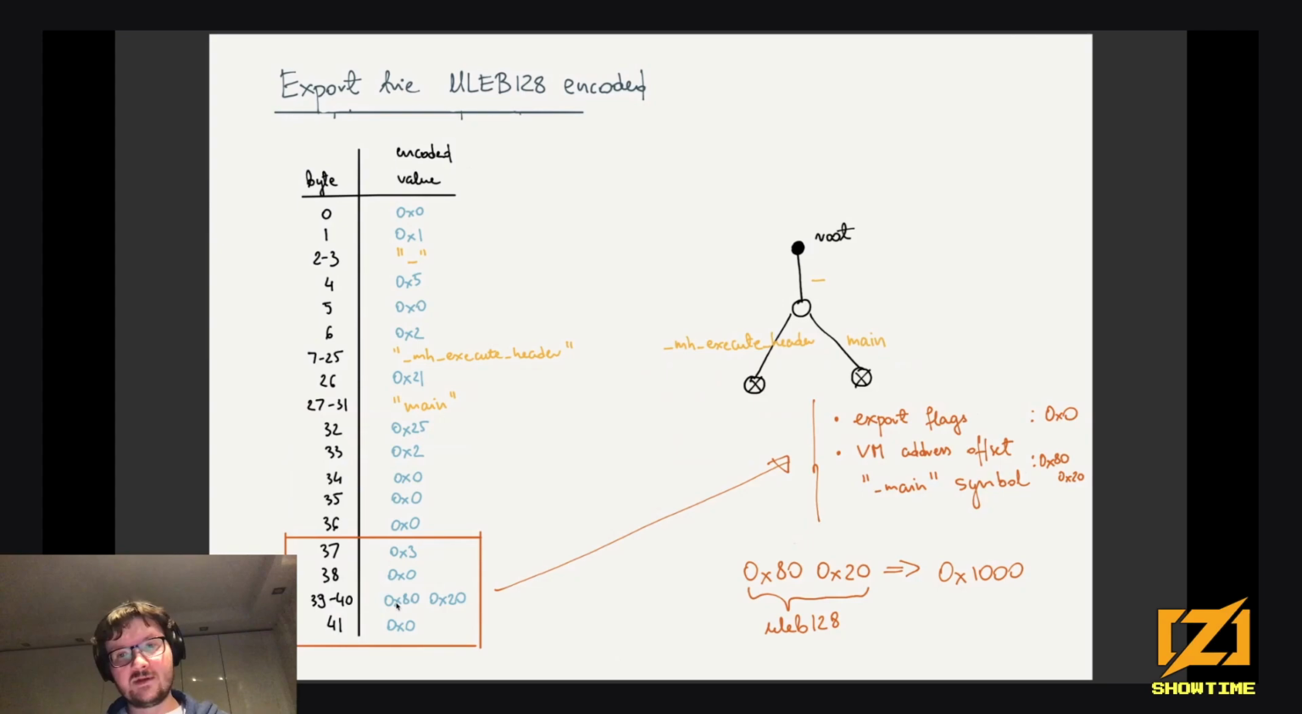This would appear probably if you had a proper full substring of a different string, like underscore MH and then underscore MH execute header, then you would have 2 terminal nodes. Anyway, so bytes 13 and 40 are the ULEB128 encoded value for the offset. So it's 1820, which basically gives you in hex 1000. So we can expect this symbol, which is main, at 4 gigabytes plus 1000 hex. Okay. So cool. We got to the end of it.